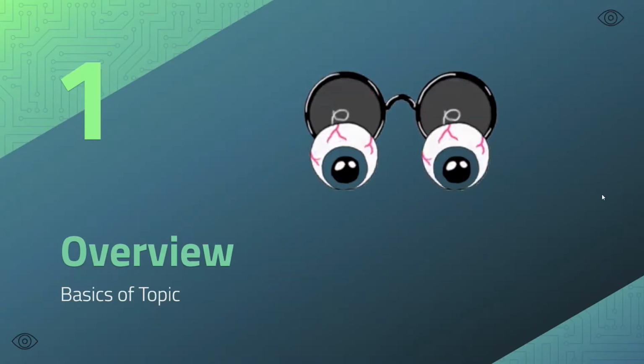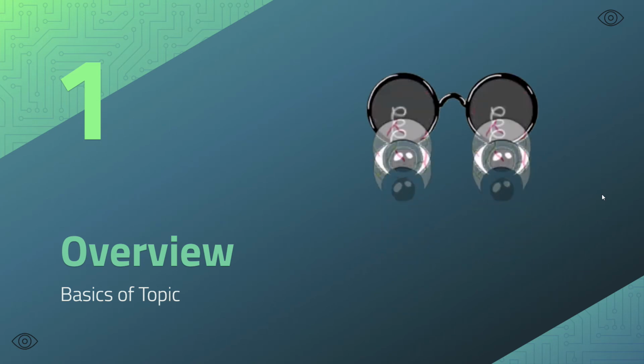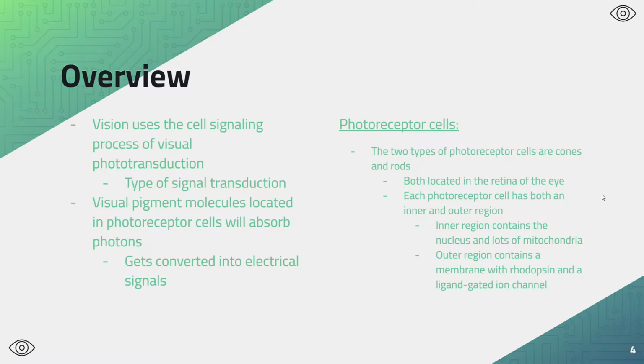This is a basic overview of cell signaling and how it relates to vision. So vision uses the cell signaling process of visual phototransduction, which is an example of signal transduction.